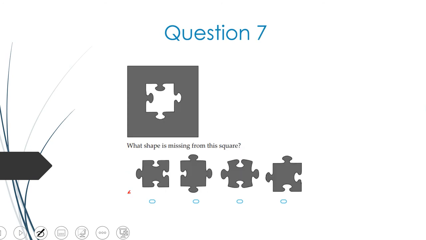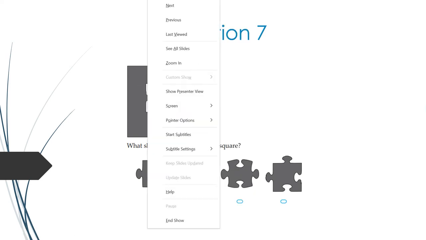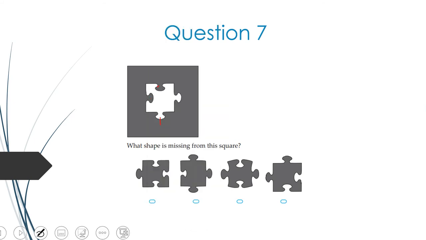Question 7. What shape is missing from this square? Now, a question like this can be quite tricky, but this one is an easy example of a tricky question, and I'll tell you why. This shape here has got 2 knobs and 2 little cutout sections. This one only has 1 knob, so that can't be it. This one has 3 knobs. That can't be it. This one has 2. This one has 2. So it could be either of those.